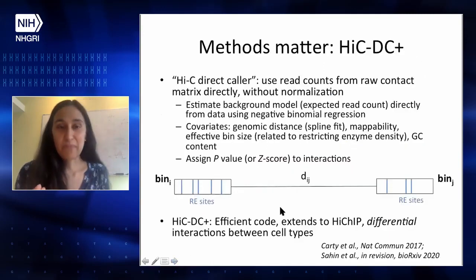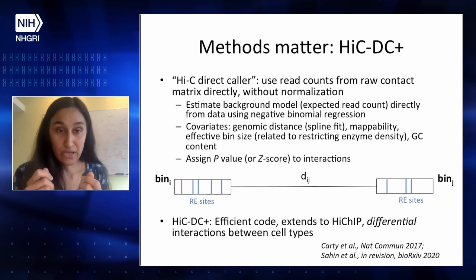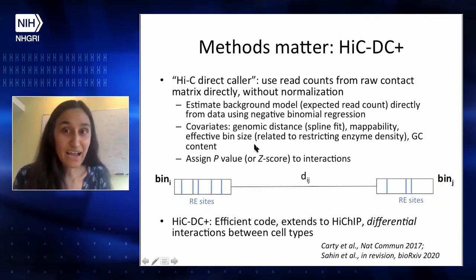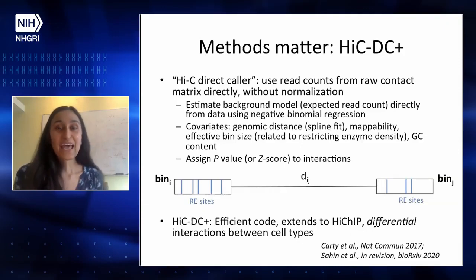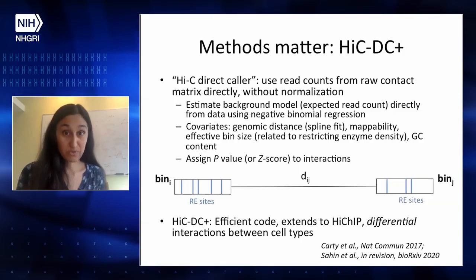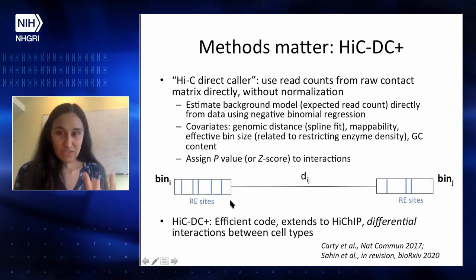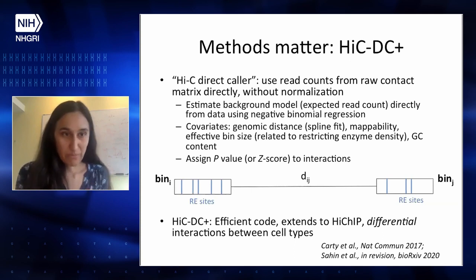Okay, methods matter. So in our lab, we've developed our own statistical approaches to infer significant interactions directly from count data. And we call this method HiCDC, for Hi-C direct caller. So essentially what we're trying to do is estimate a background model from the count data using negative binomial regression. The covariates that are important are the genomic distance, as well as features of the interaction bins, such as mappability, number of restriction enzyme sites, GC content.